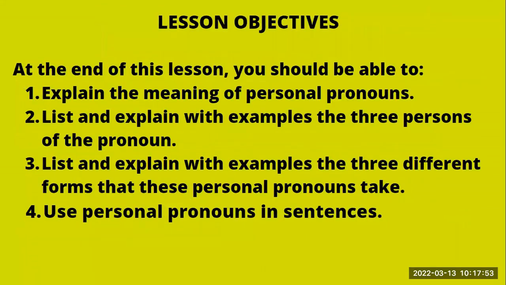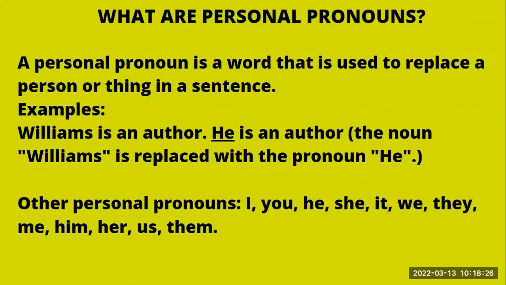Now let's begin with the lesson objectives. At the end of this lesson, you should be able to: 1, explain the meaning of personal pronouns; 2, list and explain with examples the three persons of the pronoun; 3, list and explain with examples the three different forms that these personal pronouns take; and 4, use personal pronouns in meaningful English sentences. Now let's begin to look at them one by one.